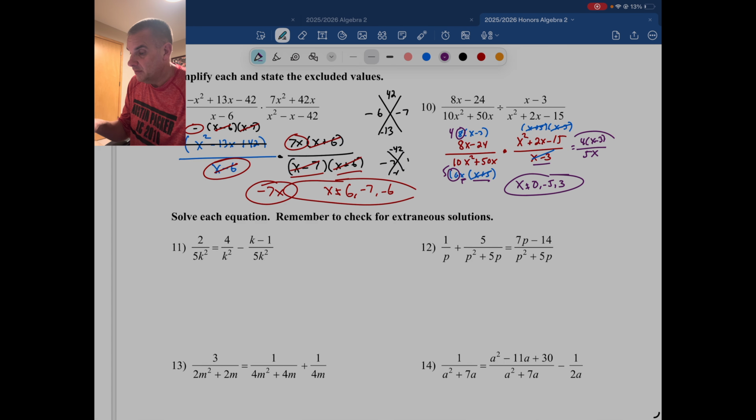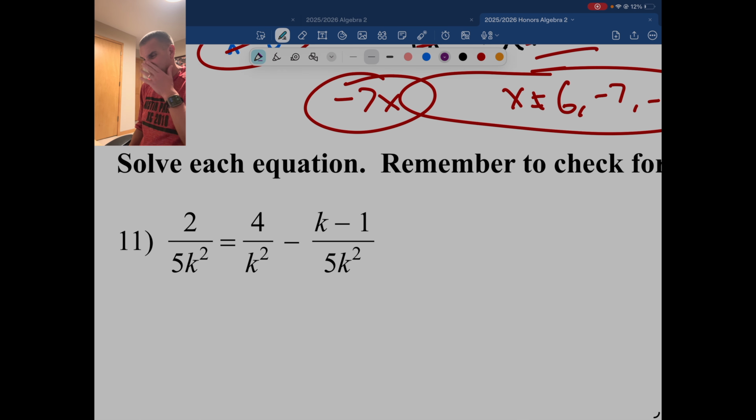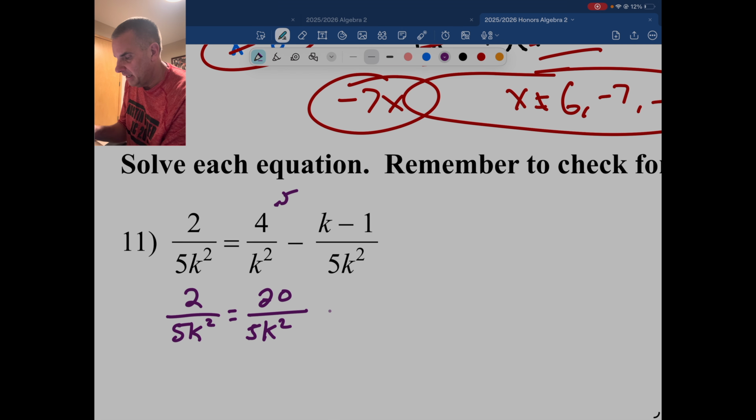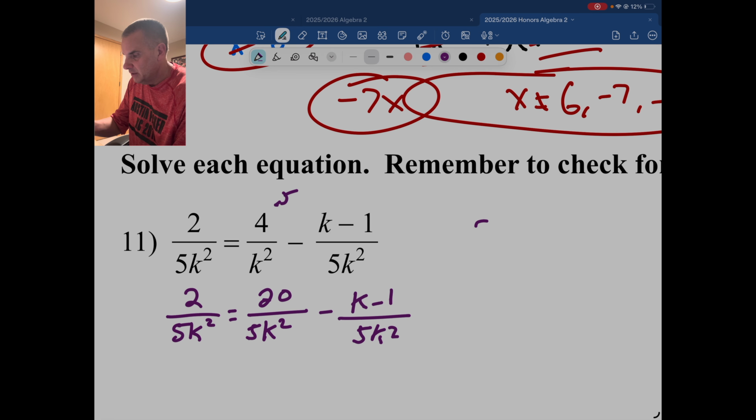Number 12, solving equations. To have a common denominator, the common denominator appears to be 5k squared, so that one doesn't change. I multiply that by 5, so that's 20. Minus k minus 1 over 5k squared. So we've got 2 is equal to 20 minus k plus 1.